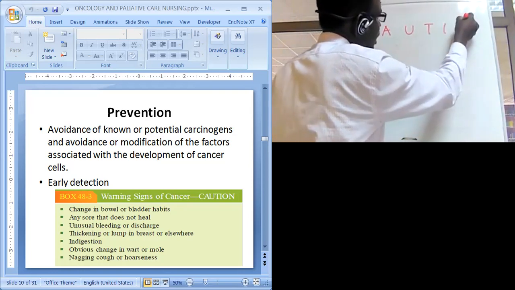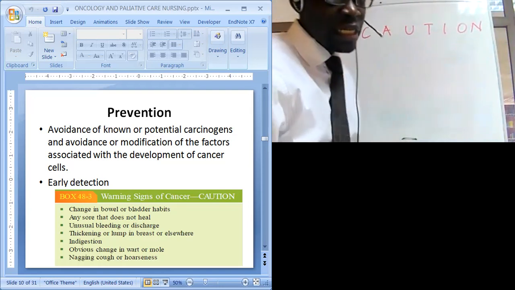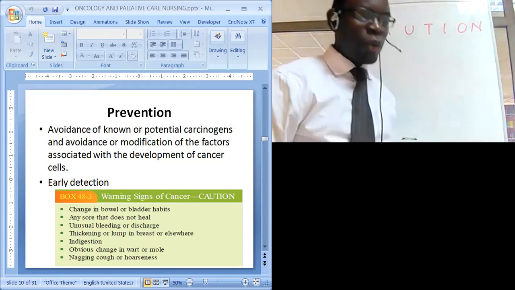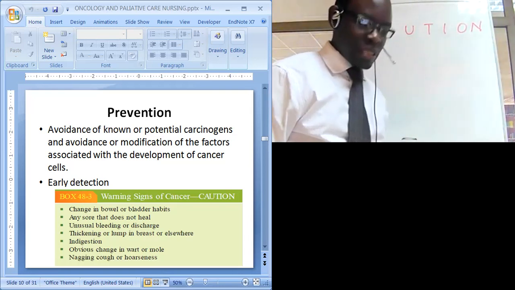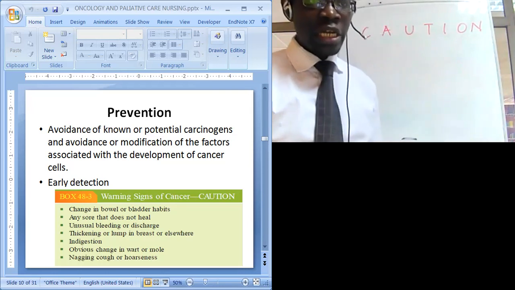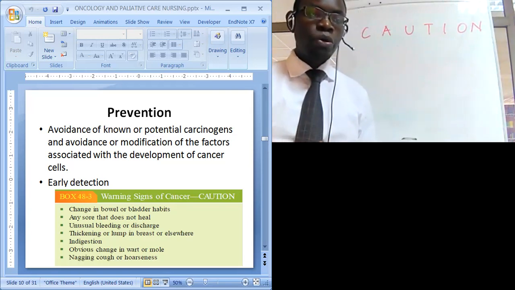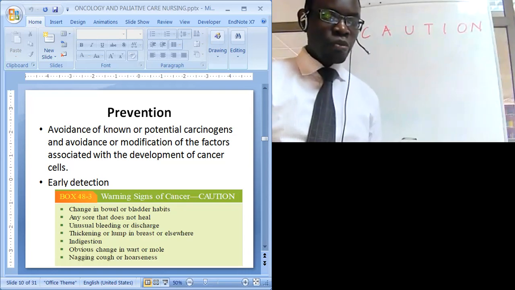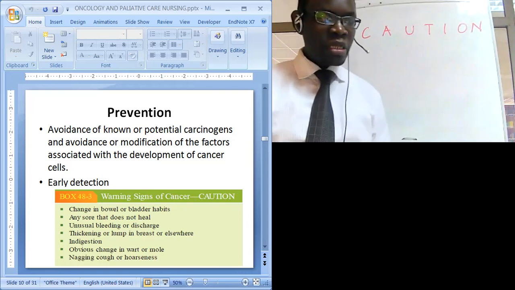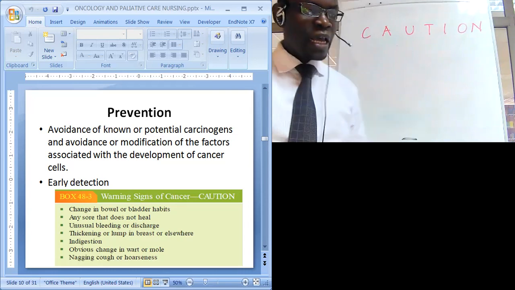Caution. Each letter stands for something. C stands for change in bowel habits or bladder habits. If you notice any obvious changes in your bowel habits, then you want to seek medical attention very fast, because you might probably be having a bladder cancer for bladder habits, or colon cancer for bowel habits.